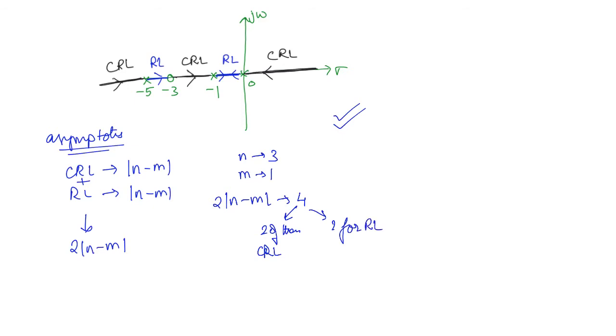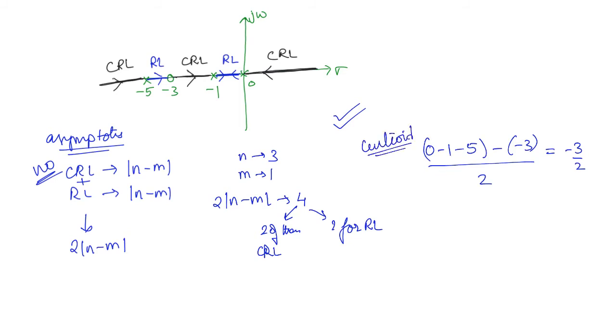Okay, next, what is the centroid of these asymptotes? The centroid will be the same thing. It will be the sum of poles minus sum of zeros divided by mod n minus m. Here the poles are 0, minus 1, minus 5, minus of 0 is minus 6... so the sum is minus 6 minus the zero at minus 3, giving minus 3, divided by mod n minus m, which is 2. So this will be minus 3 by 2. Centroid, there will be no difference. So this is the number of asymptotes. This is the centroid. Next we have the angle.